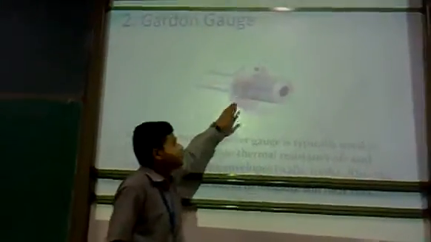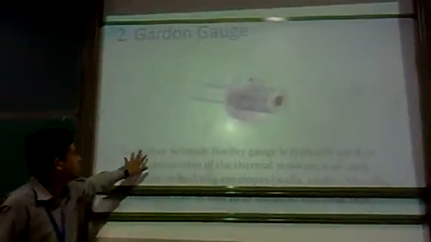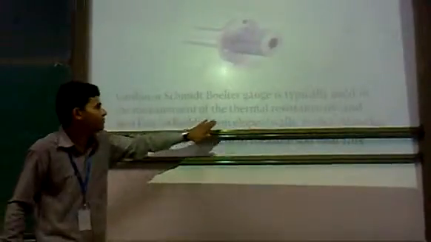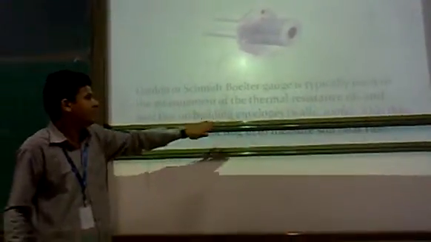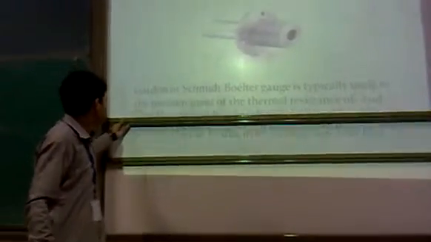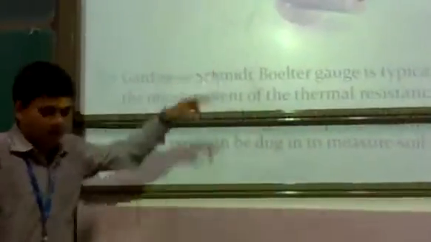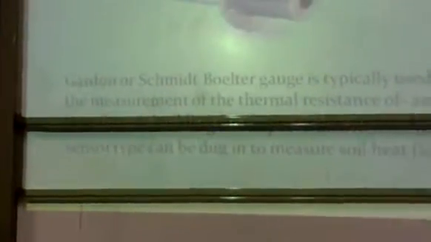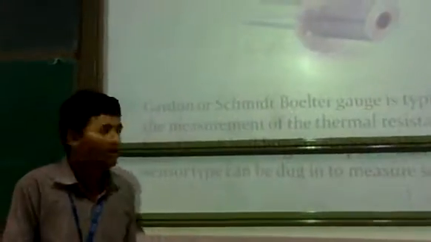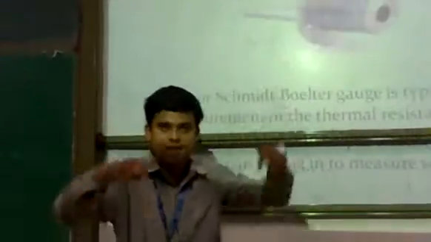Second is the Gardon gauge. This is the most commonly used heat flux sensor, also called the Schmidt-Boelter gauge. It is typically used for measurement of thermal resistance of heat flux on a building envelope. Envelope means wall or roof. Also, this sensor type can be dug in to measure soil heat flux. As I said earlier, if there is soil and we want to measure the heat flux generated in that soil, we place this type of gauge inside it.